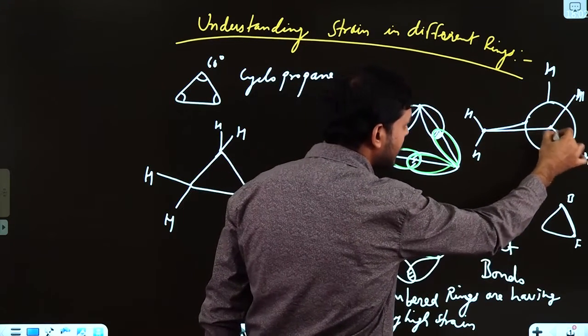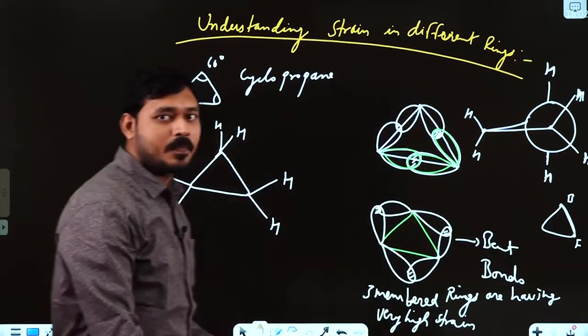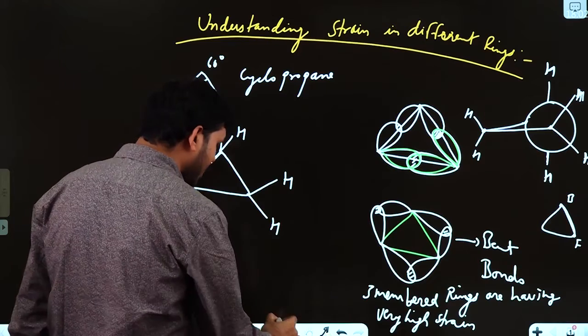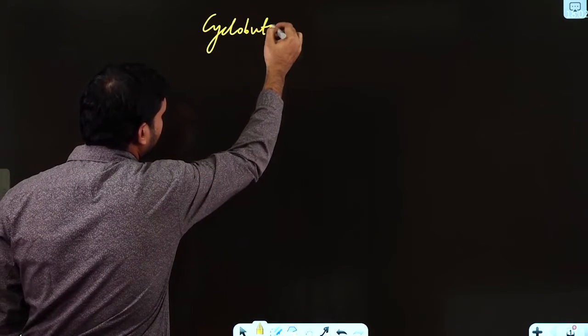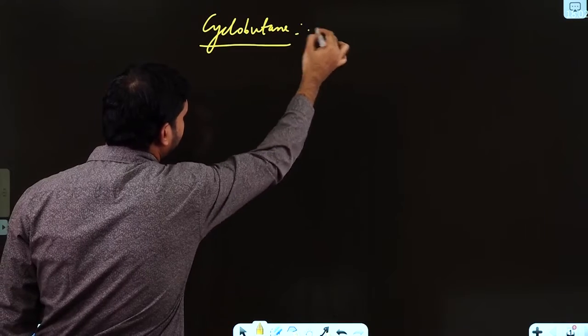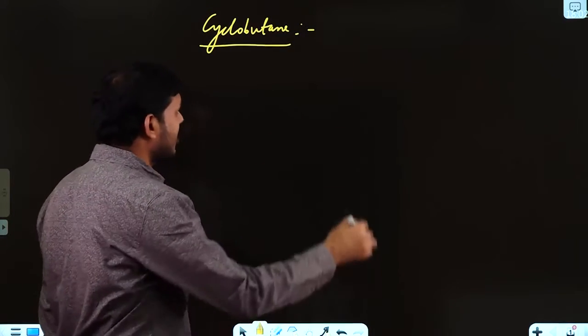Means the dihedral angle between this CH and this CH is almost 0 degree. Okay, clear? So this was all about your cyclopropane. Now let's come to cyclobutane.